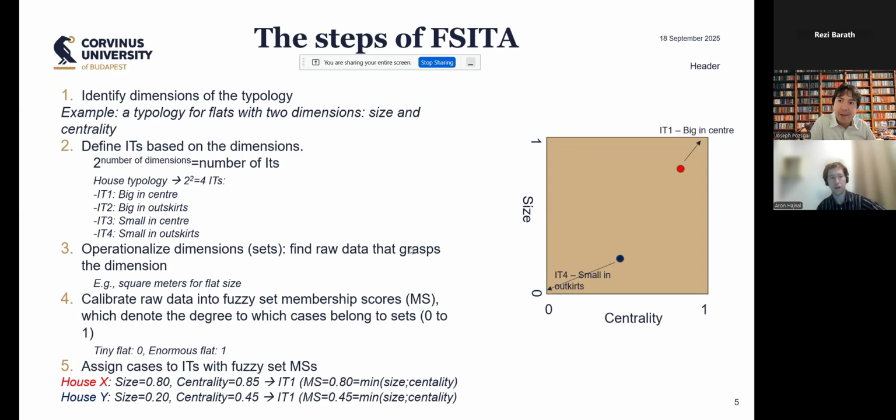Exactly. So the ideal type, for instance IT1, big house in the center, would be an enormous house which is located exactly in the center. Right. So that's the ideal type, and as I mentioned, it may be that we don't even see ideal typical cases in real life, but that is the perfect version, the 100% version of a big house in the center. So the ideal type. Okay, great. Thank you.